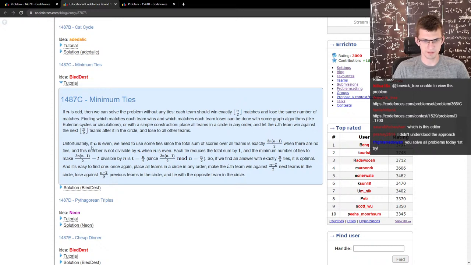Okay. If n is even, the sum of scores is this. And that's not divisible by n. Oh, I see. So they investigate what's the total sum of scores and when it's divisible by n, because only then everybody can get the same number of points.